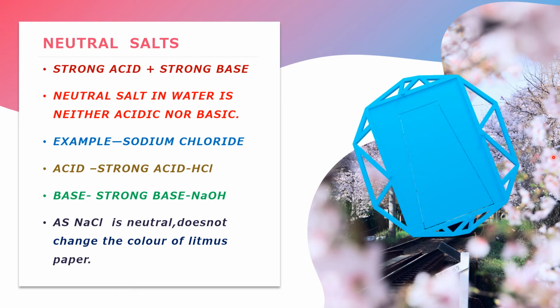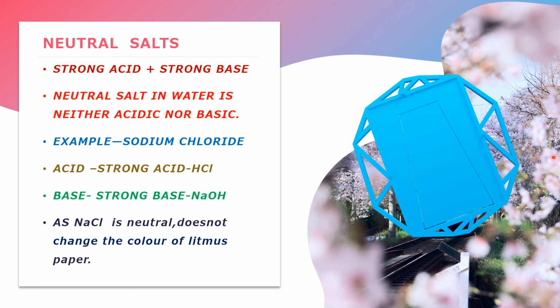Okay, so what did you learn? We learned the three different types of salts: acidic salts, basic salts, and neutral salts. Acidic salts are formed when a strong acid reacts with a weak base. Acidic salts are acidic in nature, which means they show the properties of acid.